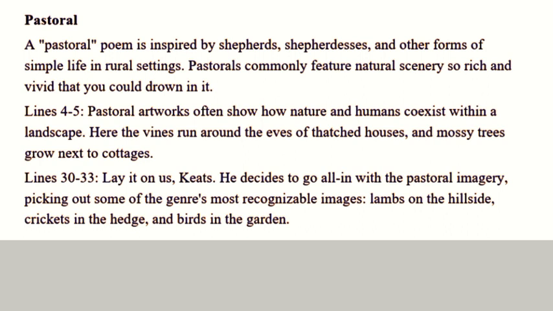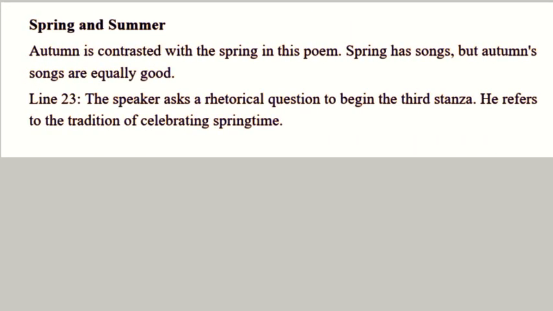Look at lines 30 to 33. Here, the most commonly used pastoral images are used: lambs on the hillside, crickets in the hedge, and birds in the garden-croft. There is also something about spring and summer and autumn. Autumn is contrasted with spring in this poem. Spring has songs, but autumn's songs are also equally good.